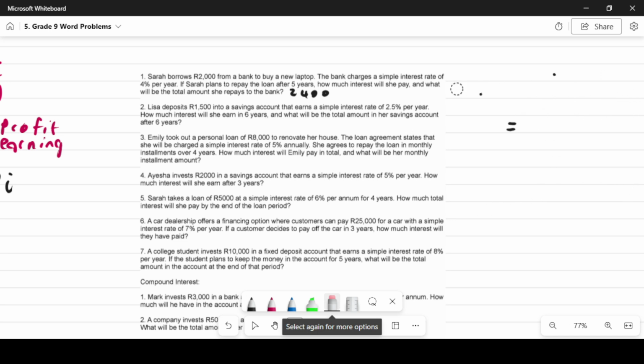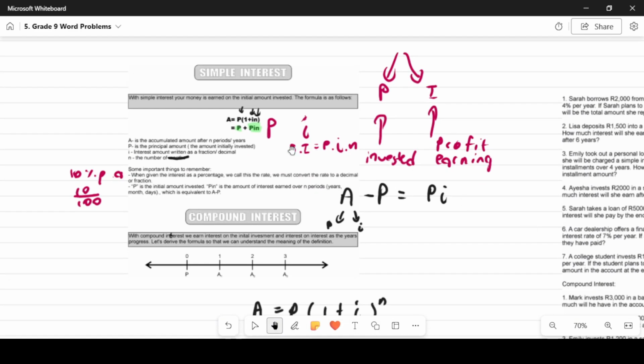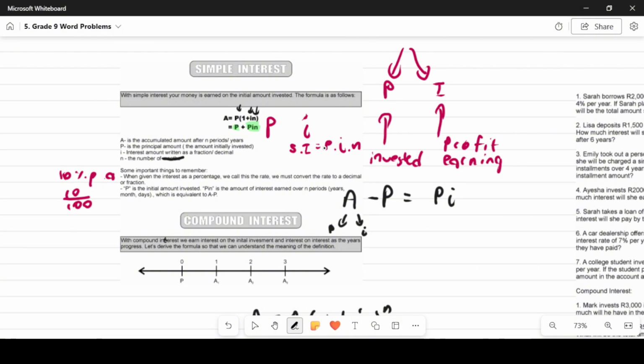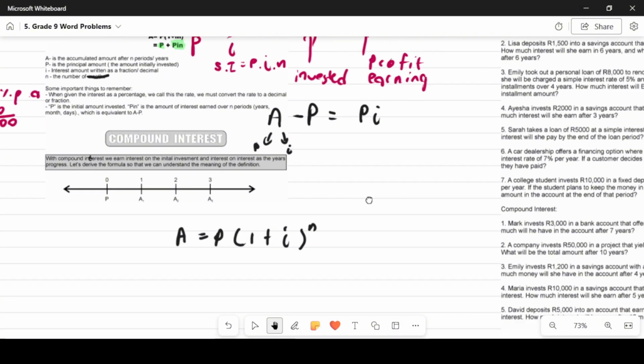I just want to remind you, that's all you will ever be doing. You'll be using this formula, A is equal to P into 1 plus IN, or you'll be using A is equal to P into 1 plus I to the power of n. That is all you will ever be doing, trust me. So there's only 4 formulas that you have to remember. A minus P is equal to the interest. A is equal to P into 1 plus I to the power n. A is equal to P into 1 plus IN. And A is equal to PIN. That's only 4 formulae that you will be using.